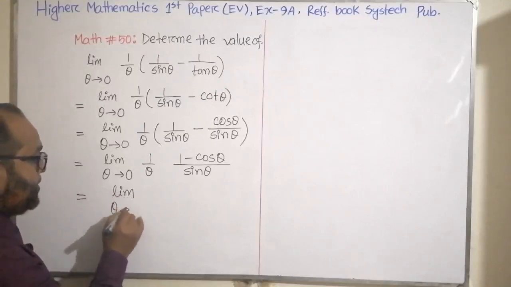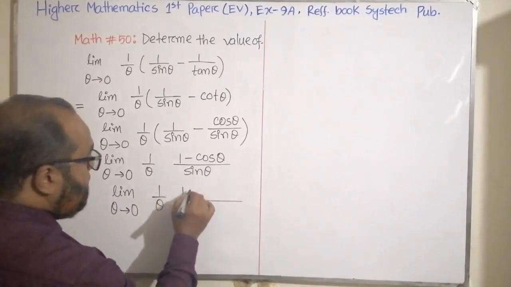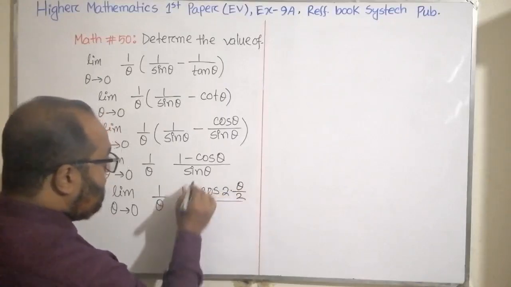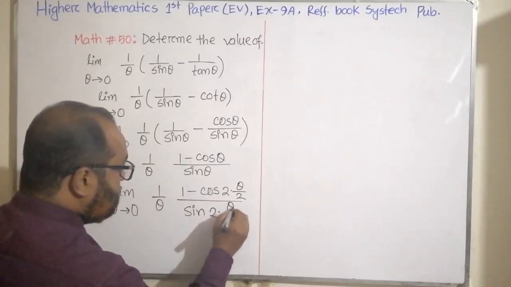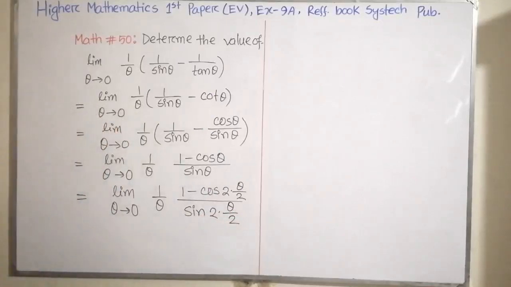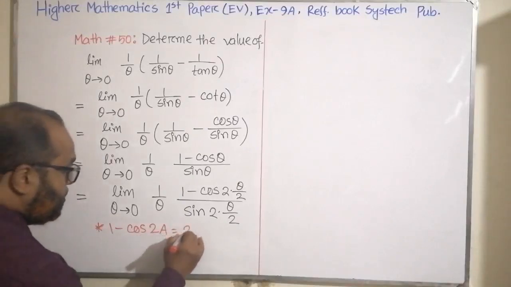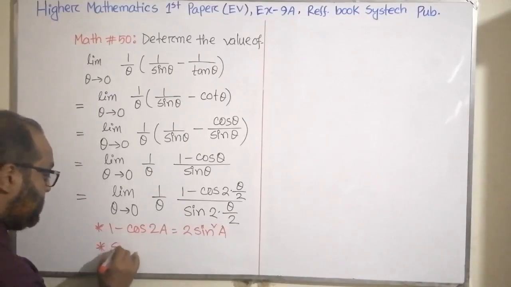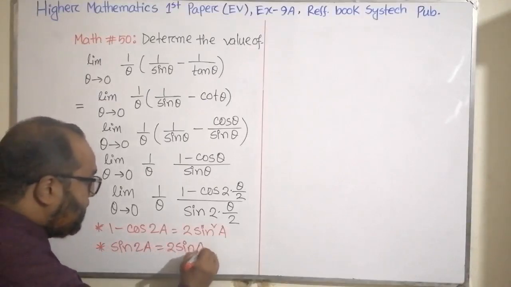Limit theta tends to 0, 1 by theta. Here we can write this as 1 minus cos 2 into theta by 2, and this can also be written as sin 2 into theta by 2. Here we use two formulas. One is 1 minus cos 2a equals 2 sin square a, and another is sin 2a equals 2 sin a cos a.